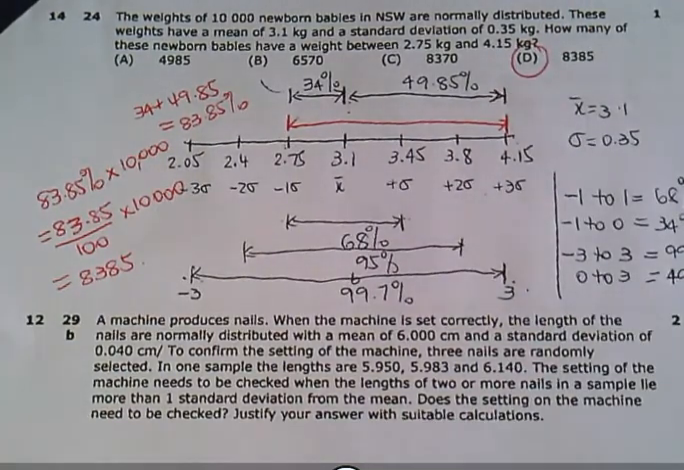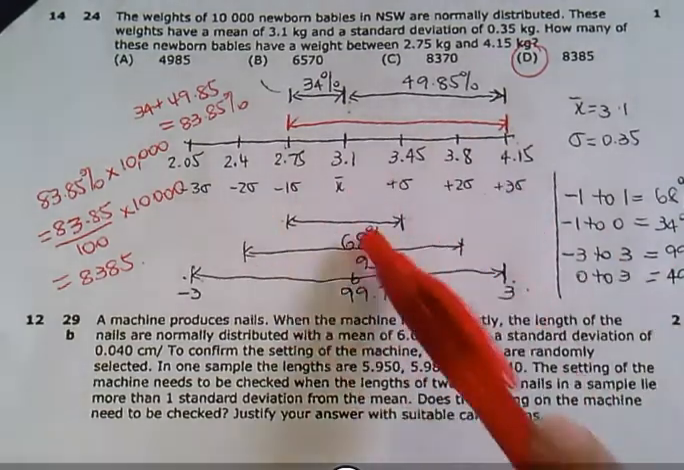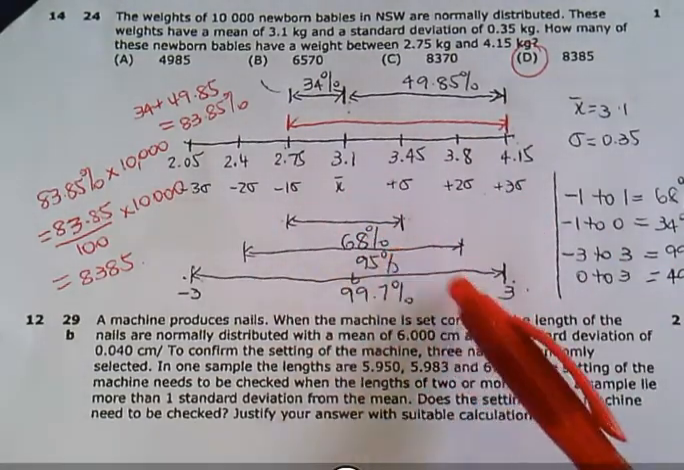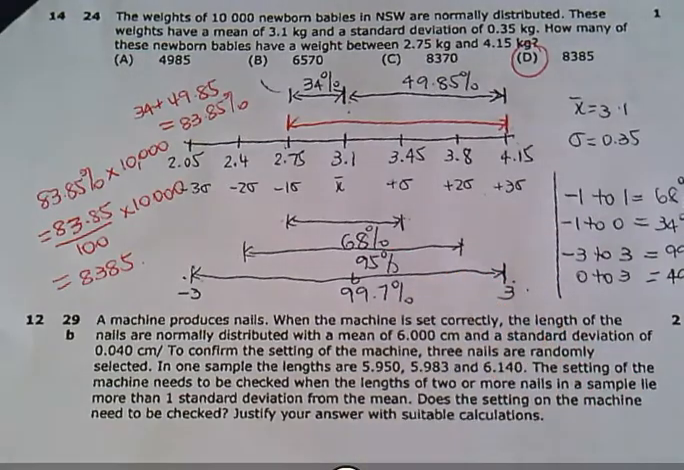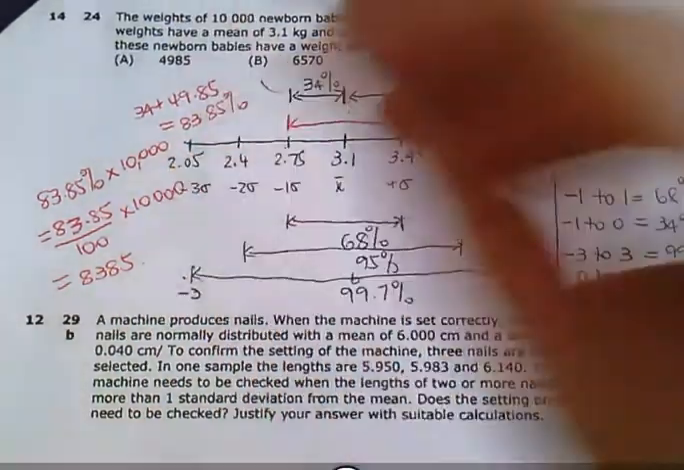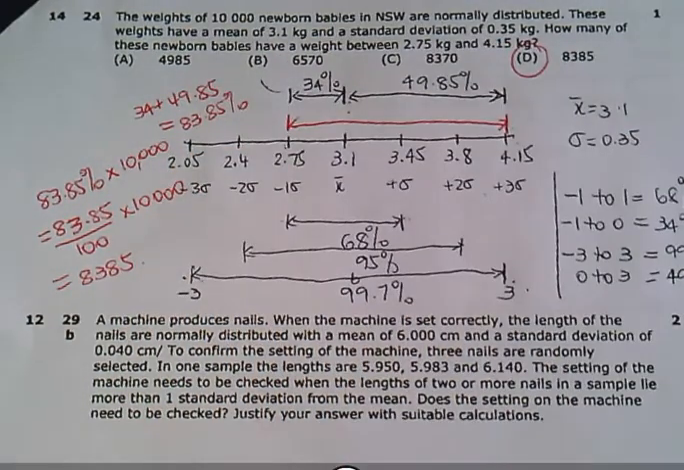Because it's 83.85% of the population. So those numbers don't give you the number of people or the number of babies. It gives you the percentage of the entire population. So once you've got 83.85%, you need to times it by 10,000.